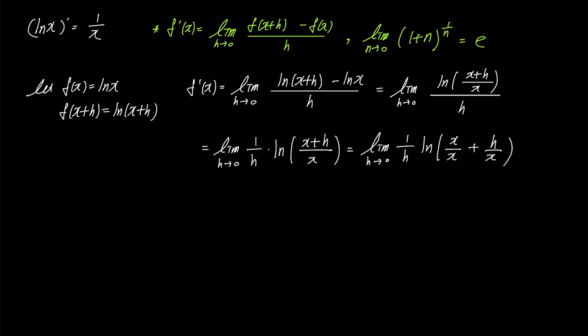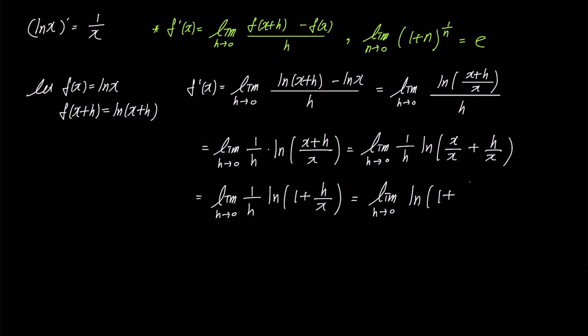Since x over x is equal to 1, we can simplify the expression further to the limit of 1 over h times ln(1 plus h over x). Now, let's move the 1 over h that was multiplied to the natural logarithm to the exponent position inside the logarithm. This gives us the limit of ln of (1 plus h over x) to the power of 1 over h.